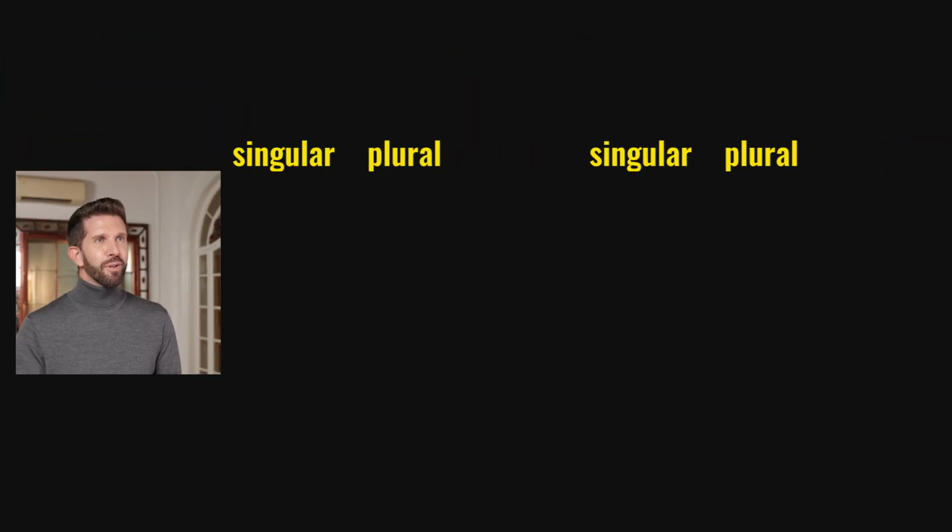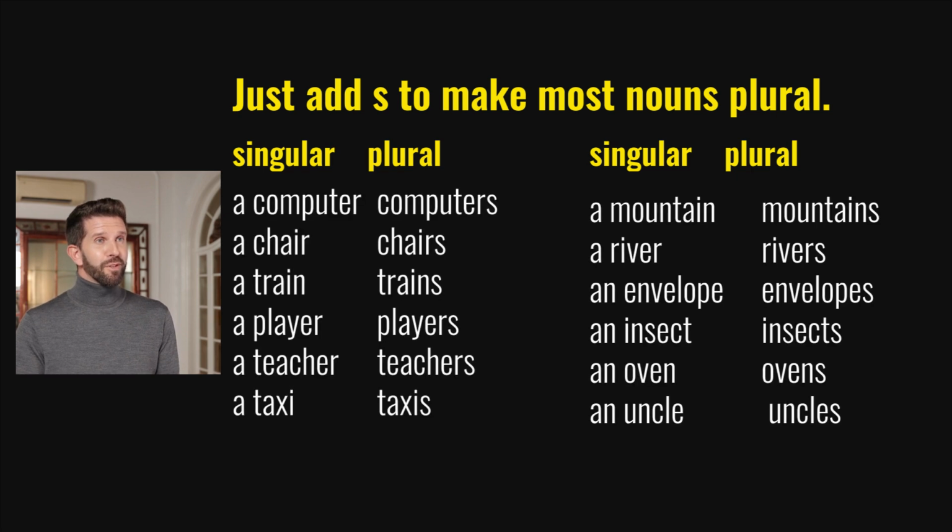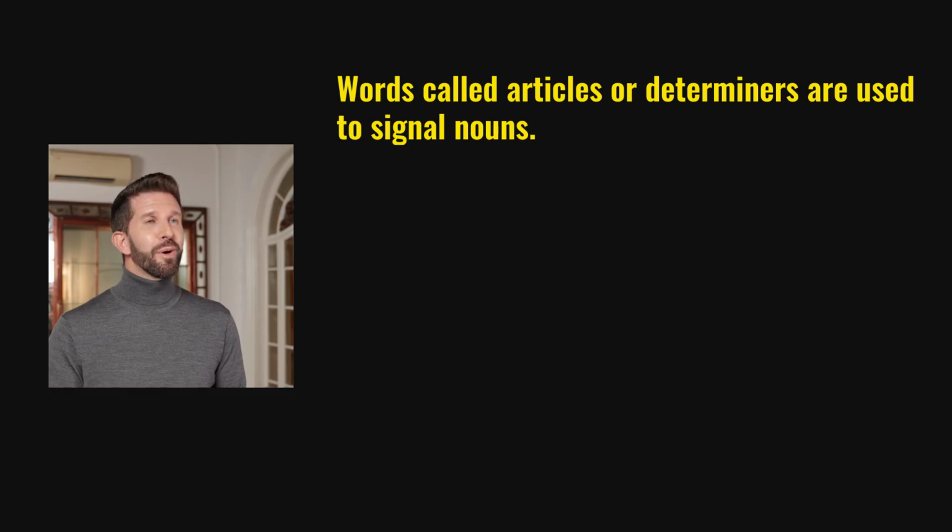Use a plural noun when you are talking about two or more people, places, or things. Just add s to make most nouns plural. For example, a computer, computers, a chair, chairs, a train, trains, a player, players, a teacher, teachers, a taxi, taxis, and so on. Words called articles or determiners are used to signal nouns.